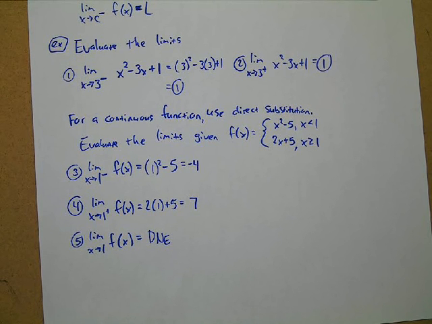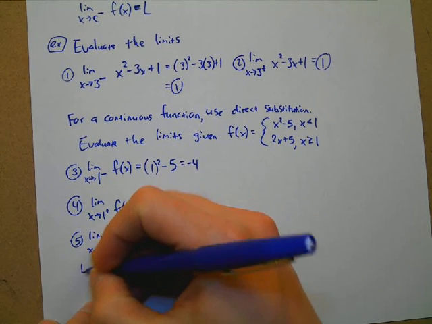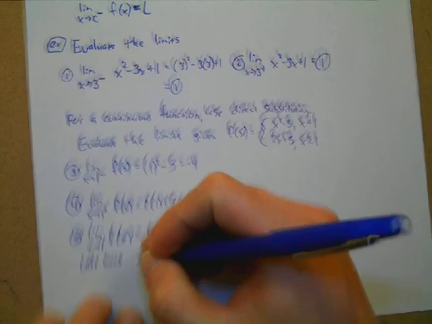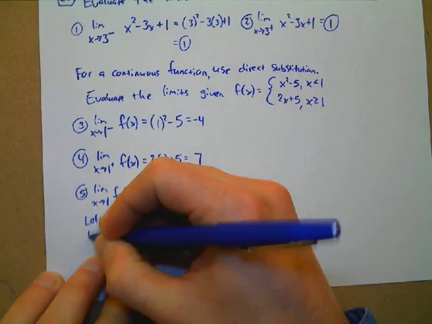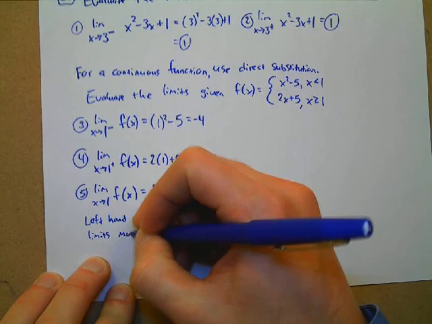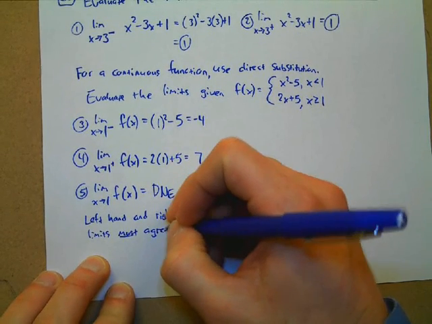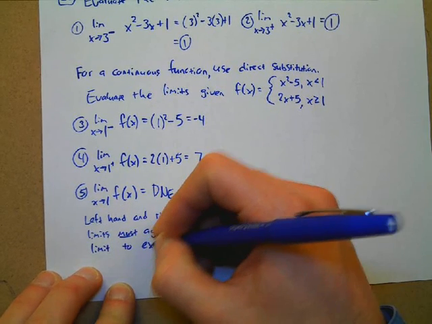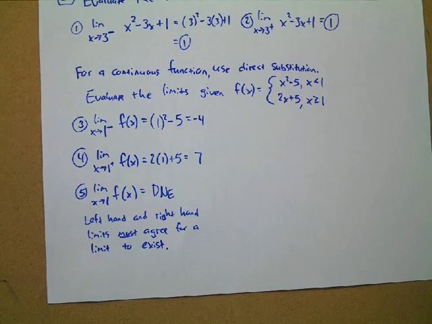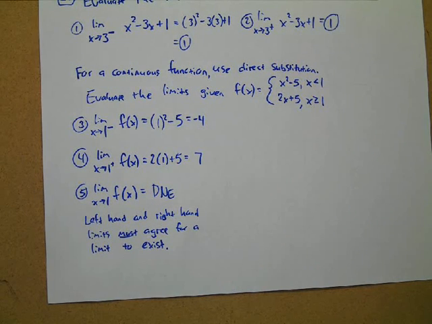So left hand and right hand limits must agree for a limit to exist. Left hand and right hand limits must agree for a limit to exist because a limit is a combination of both. And so when we have disagreement, that means the limit does not exist. We don't have a definitive, single number.